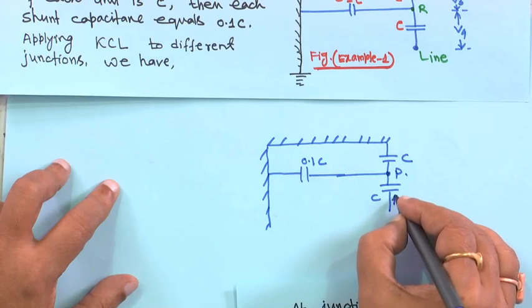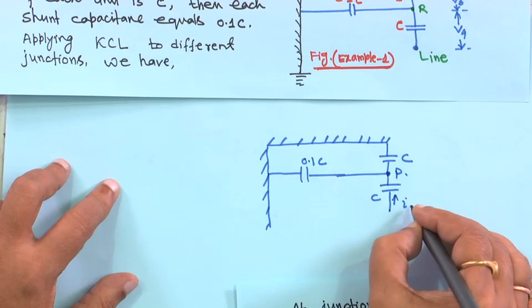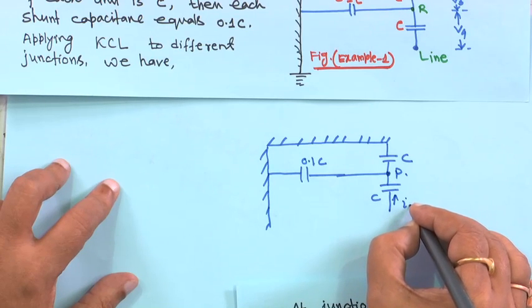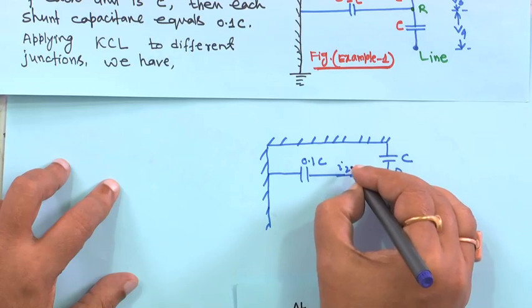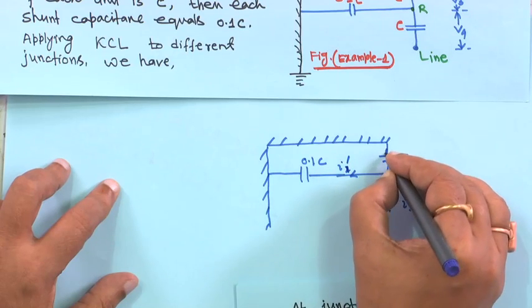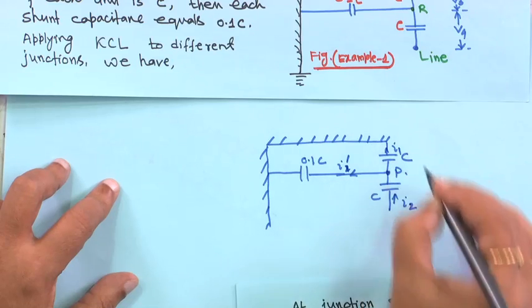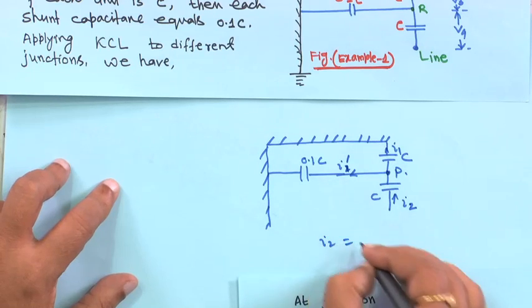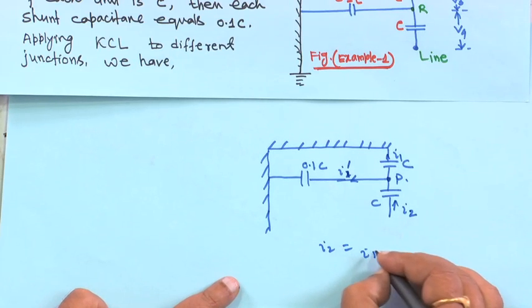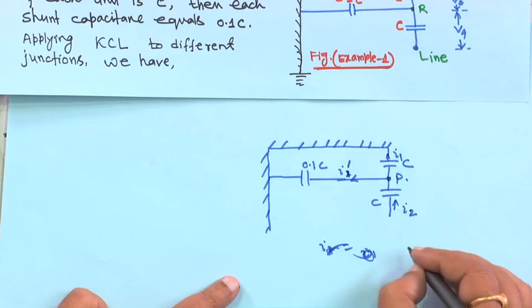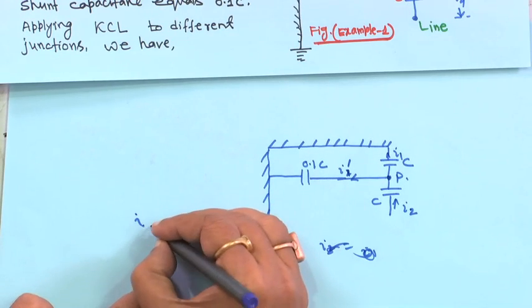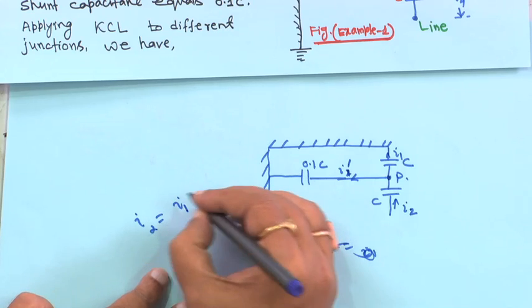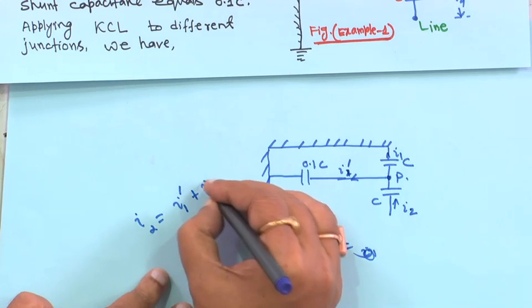Suppose the current here, for example, is I2, the current here is I1 dash, and this current is I1. Therefore, I2 is equal to I1 dash plus I1.